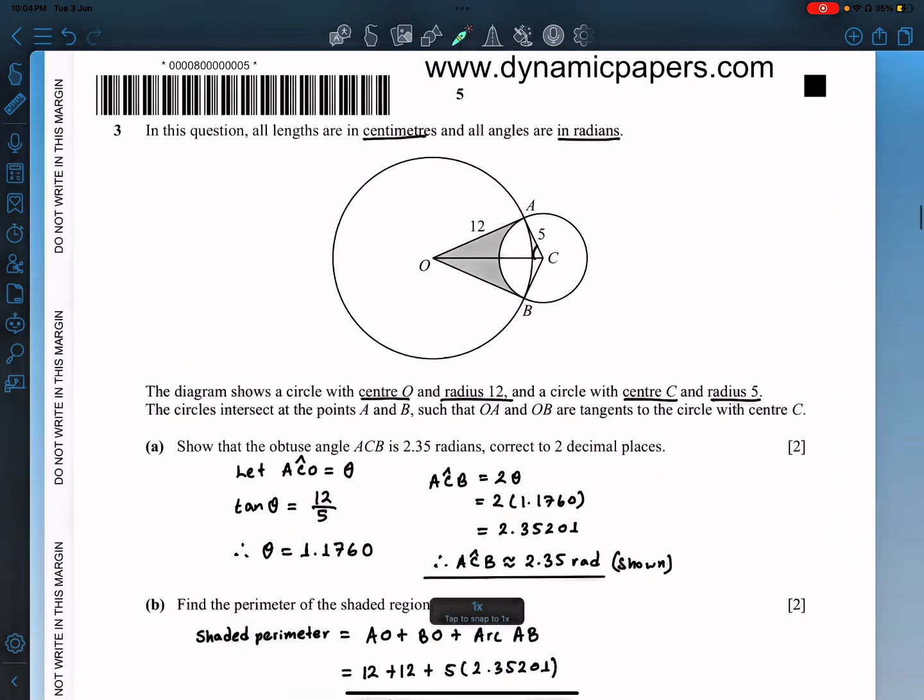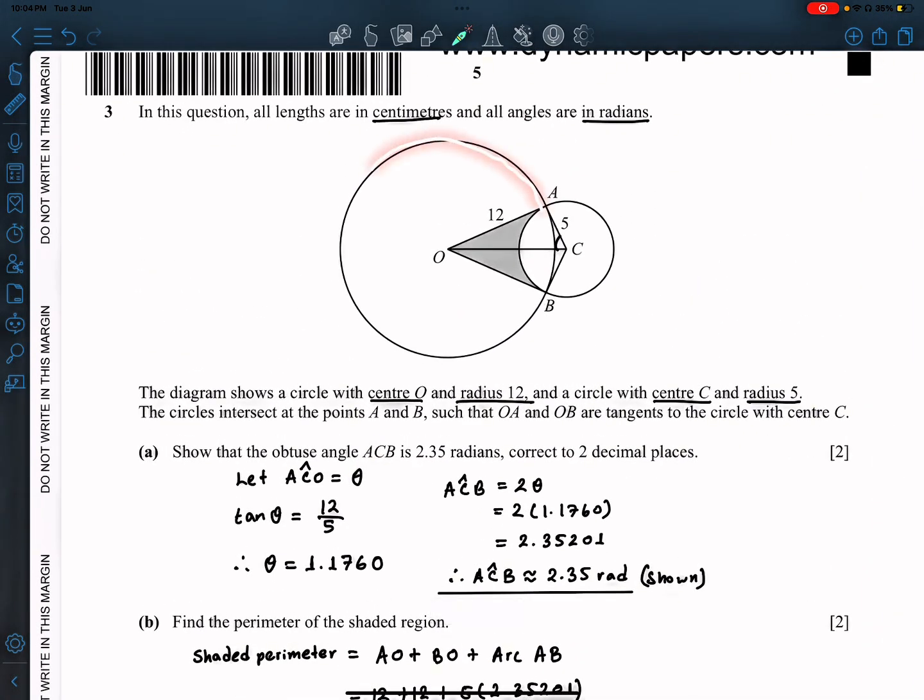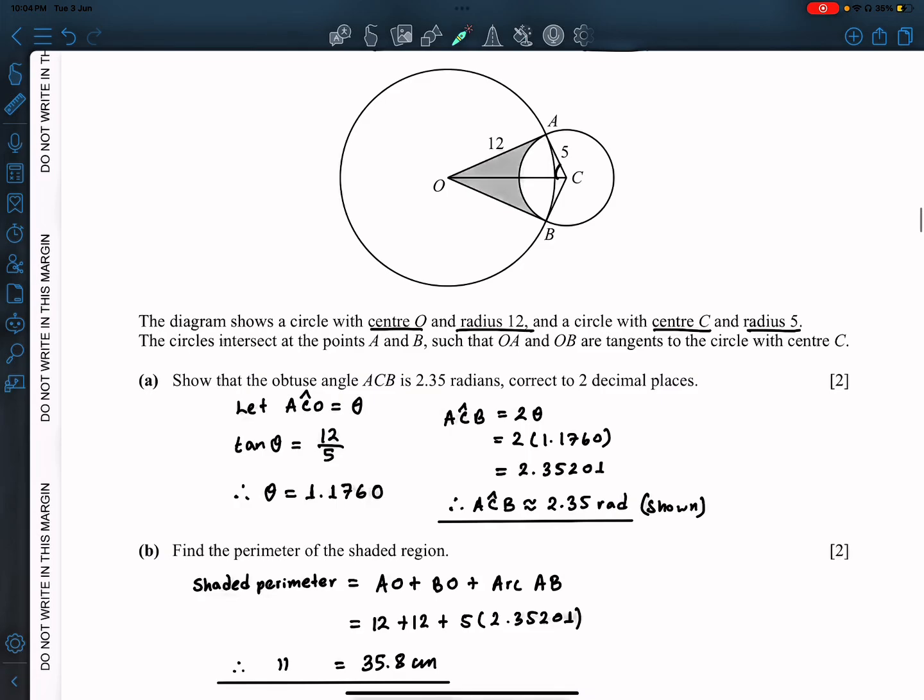Okay, so here we have a diagram. We have two circles which have centers O and C respectively. The radius of the larger circle is 12. The radius of the smaller circle is 5. And we need to find the angle ACB. So this large angle over here.